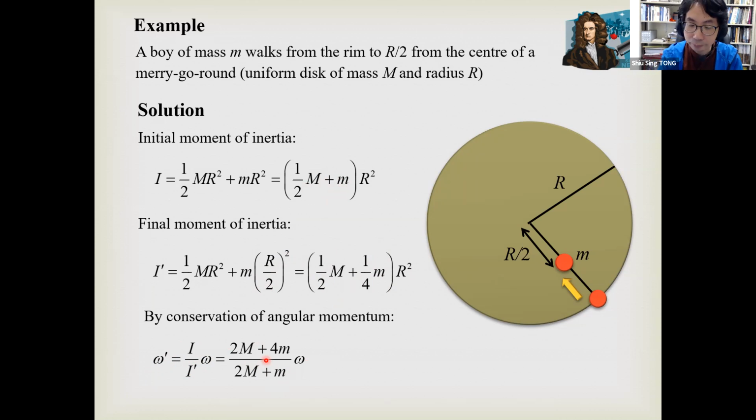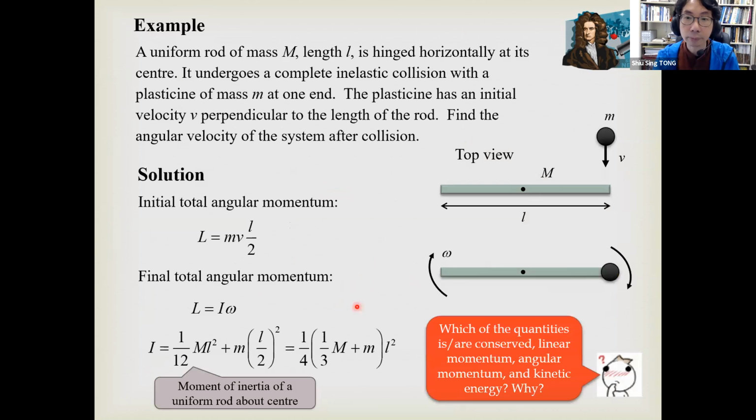Okay. Now this is another example. This example is slightly more complicated because it involves a small piece of plasticine. Imagine now you have a small piece of plasticine of mass m, initially flying with a velocity v, and it is eventually attached to one end of a rod, which is hinged at its center. So the rod is able to rotate freely about the center.